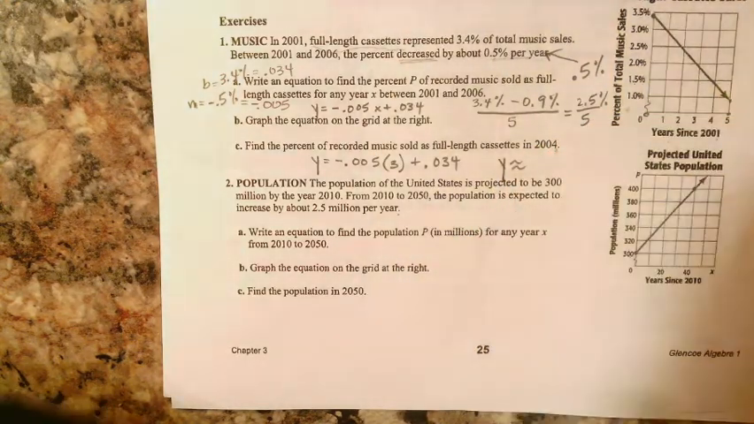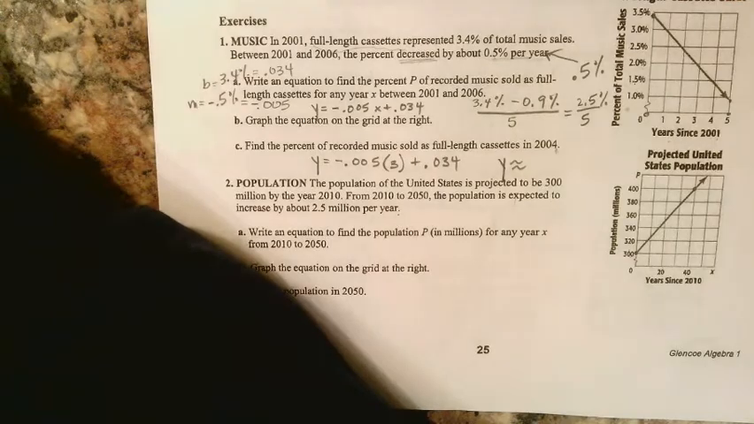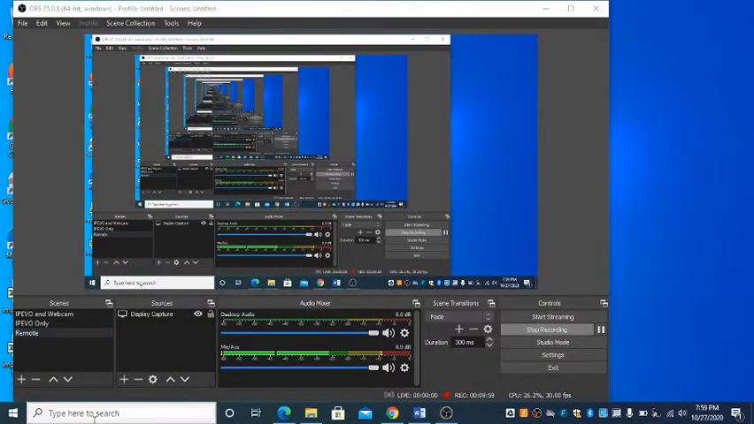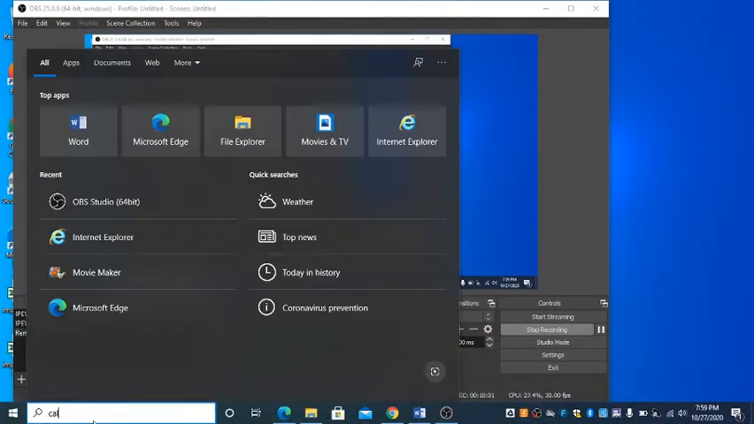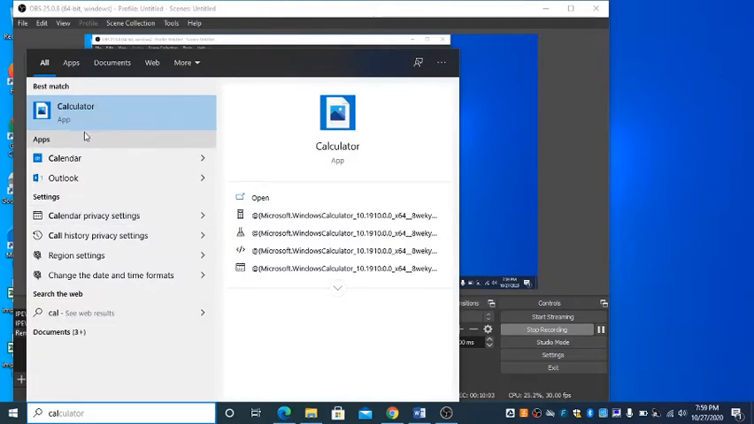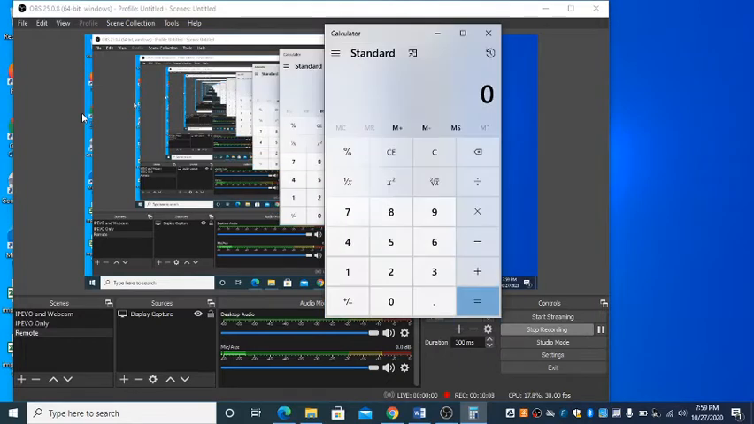Okay. I'm actually going to pull up my calculator. Hey, Dad, there's food right there. Okay, I know that's kind of weird to look at right there, but here's what we have.